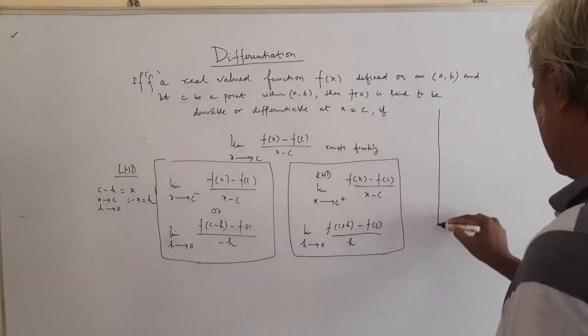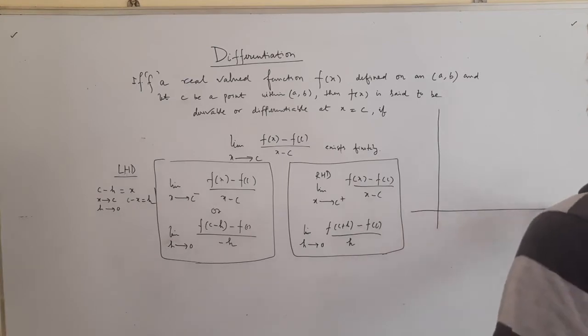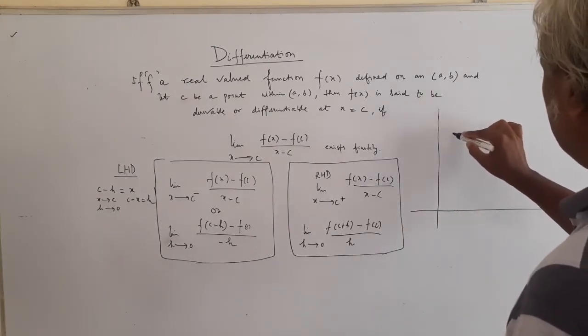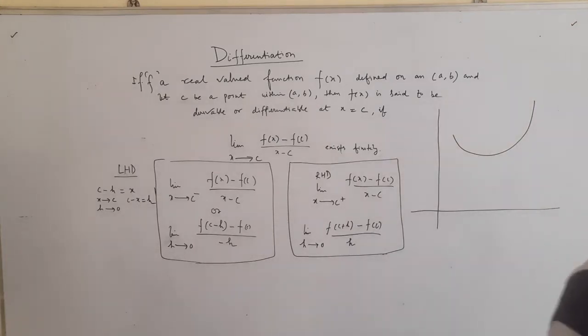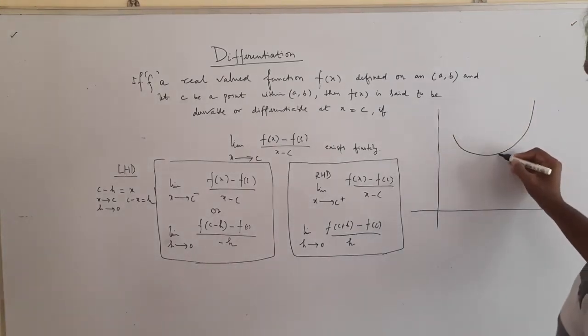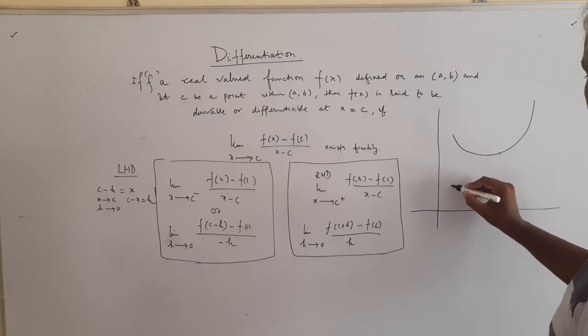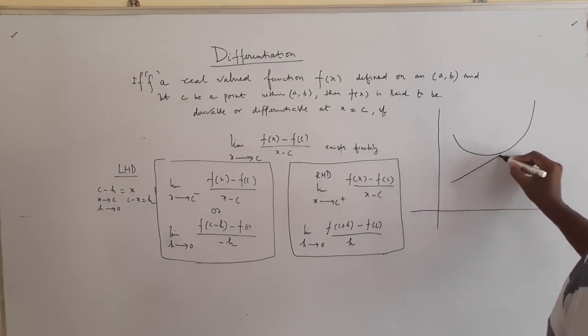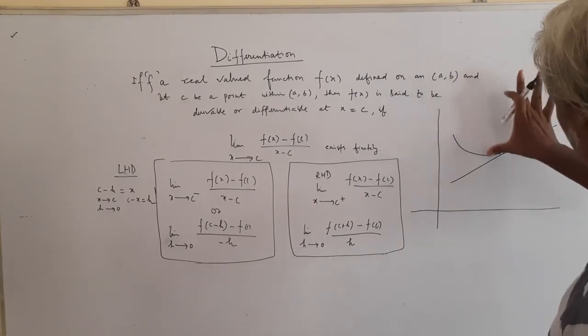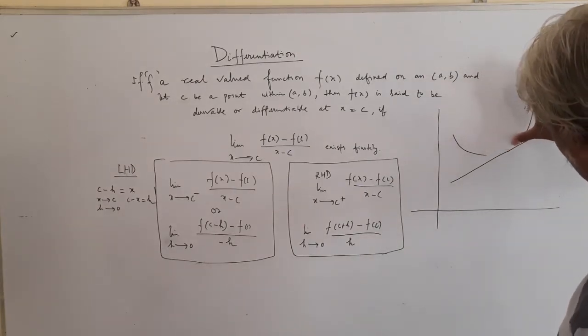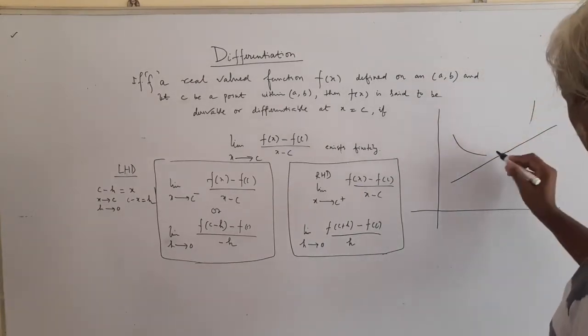Suppose our function represents a curve. This is my curve. It goes like this, and at this point P we are interested in finding out the slope. So this is also called gradient. Now it should match exactly, so let me redraw some part of it.